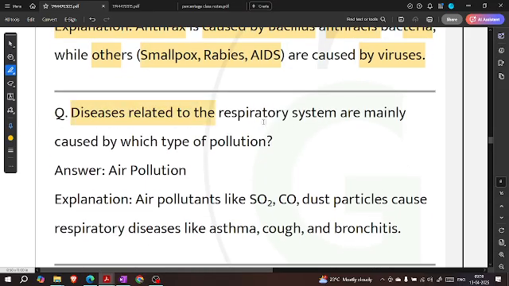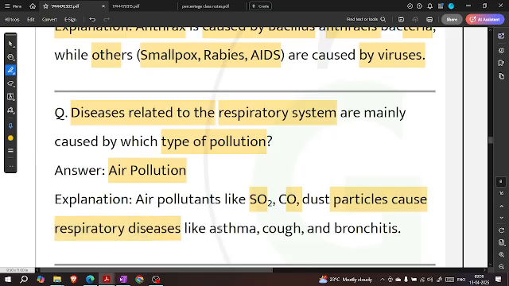Diseases related to the respiratory system are mainly caused by which type of pollution? Air pollution. Air pollution like SO2, CO, dust particles cause respiratory diseases like asthma, cough and bronchitis.